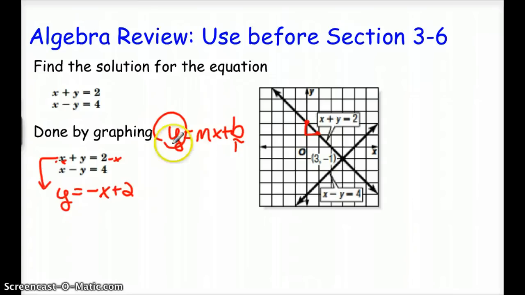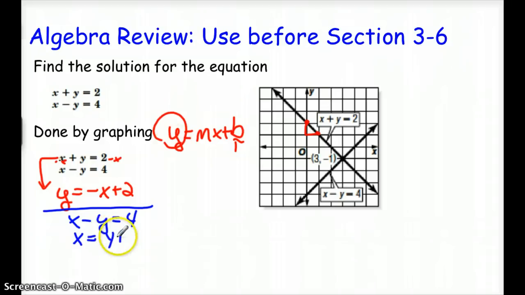The second equation, I need to get y alone. So I had x minus y equals 4. I need to have a positive y, so I'm going to move my y to the other side. X equals y plus 4. Then I need to get y alone, so I'm going to move my 4 to the other side. X minus 4 equals y. And if you need to go ahead and rearrange that, y equals x minus 4. And that was already graphed for you as well.